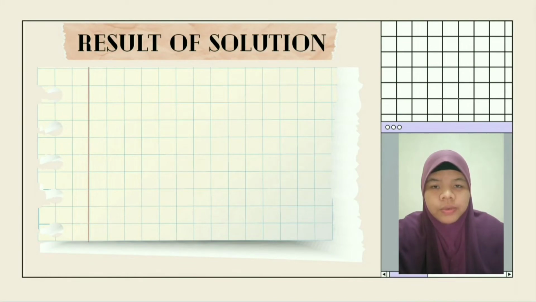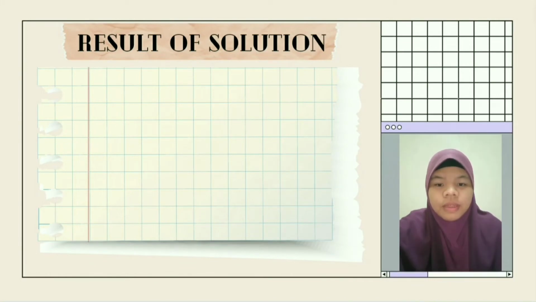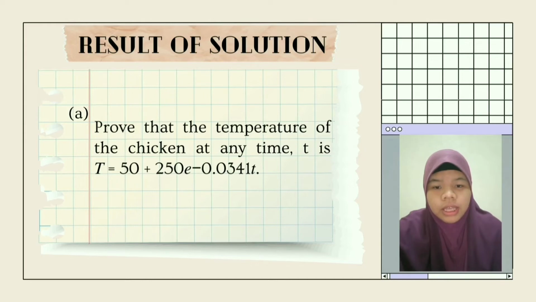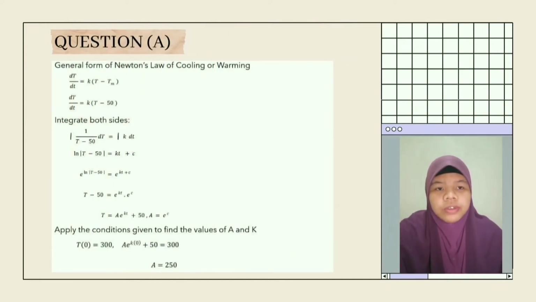Next, we continue with the result of the solution. For question A, prove that the temperature of the chicken at any time t is T equals 50 plus 250 e to the power of negative 0.0341t. First, we need to know the general form of Newton's law of cooling or warming, that is dT/dt equals K(T minus Tm). Then we substitute the temperature of the surroundings, that is 50, into the general form. So we get dT/dt equals K(T minus 50).